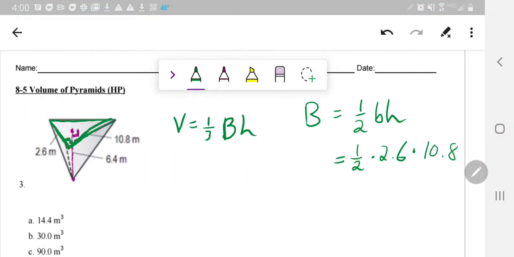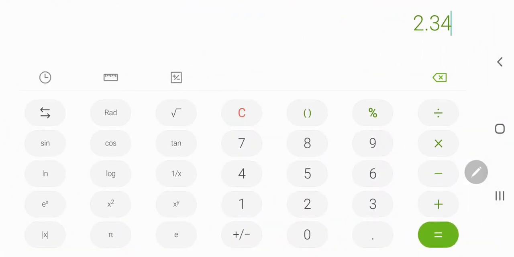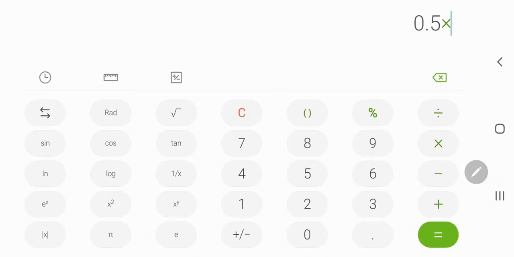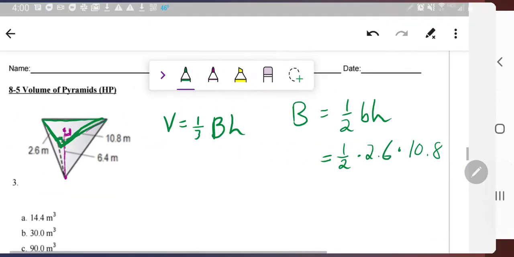Oops, I meant to do, let's see, clear that. 1 divided by 3. Sorry, messed up again. 0.5 times, what is it again? 2.6 and 10.8, that's 14.04. There we go.